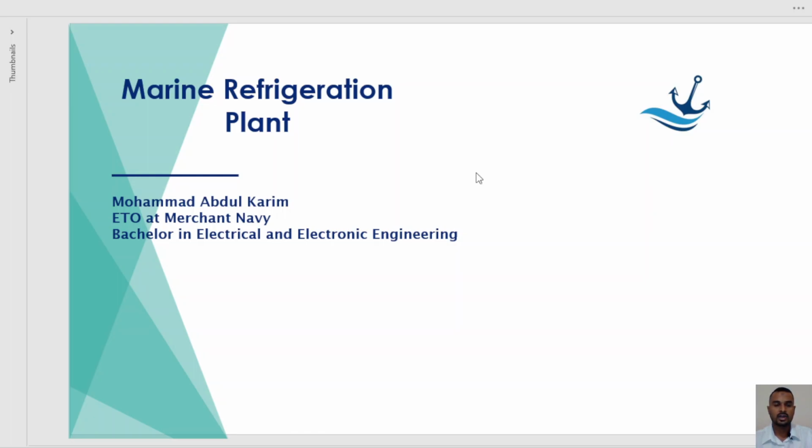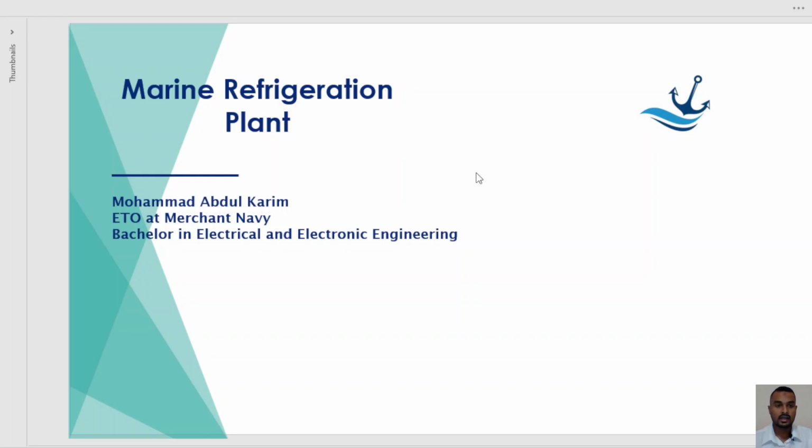And onboard ship, the electrical engineer is the main responsible person for this auxiliary machine, obviously under the supervision of the chief engineer. If there is any malfunction or leakage, then the electrical engineer has to troubleshoot it within a short period of time. Otherwise, the cargo and the provision chamber will get damaged.